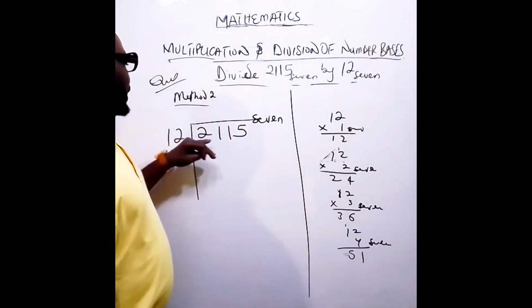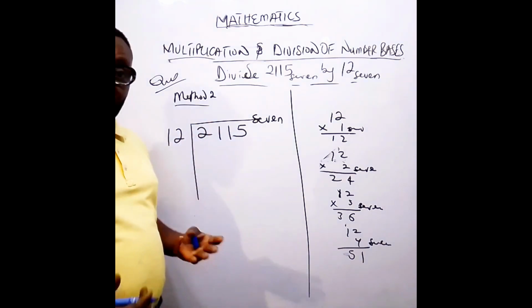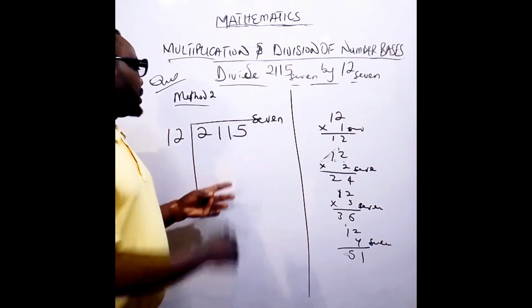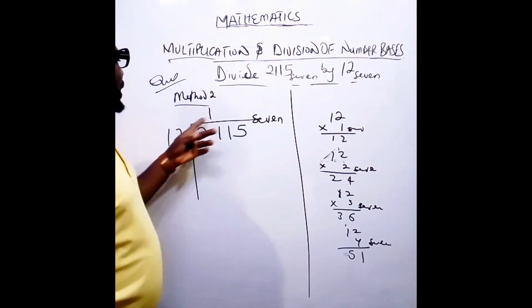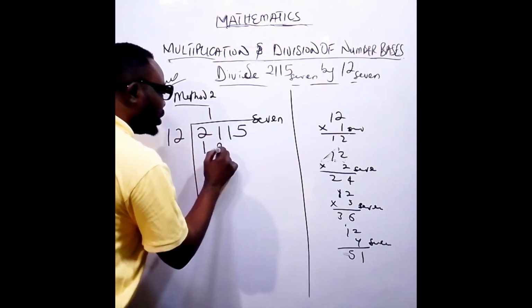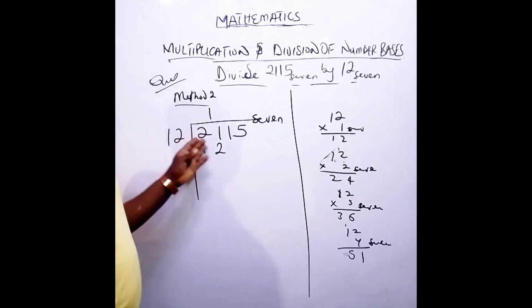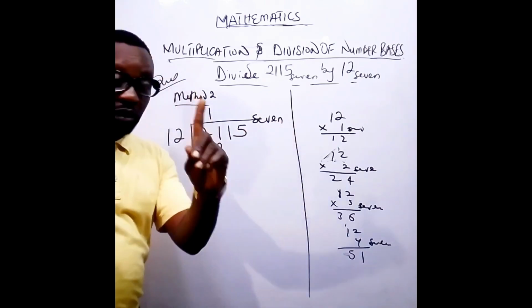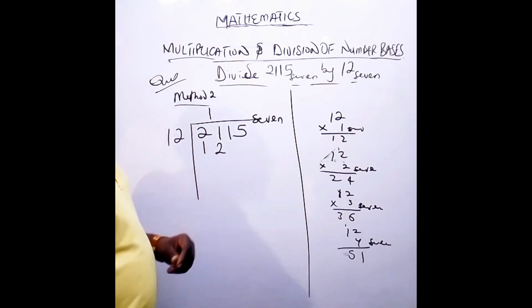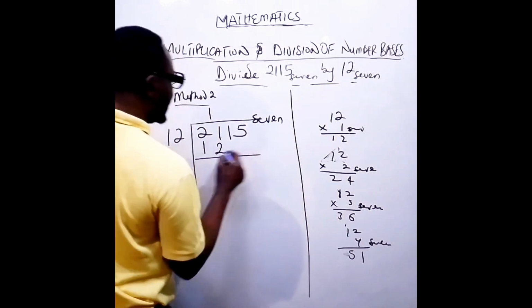12 in 21 is the first value I'm going to check now. 12 in 21 is 1. 1 times 12 is what? 12. How many 12 can we get in 21? It is 1. 1 times this 12 is 12. Then I will now do the subtraction of this value.